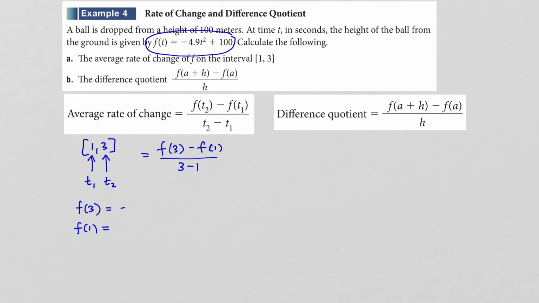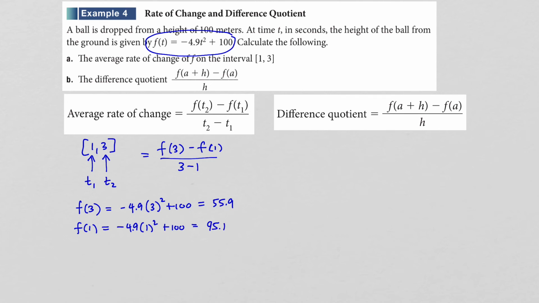So f of 3 is negative 4.9 times 3 squared plus 100. This is negative 4.9 times 9 plus 100, and you can plug that all into a calculator. And if you do that, you will get 55.9. And f of 1 is negative 4.9 times 1 squared plus 100. And this will be negative 4.9 times 1 plus 100, which is 95.1.